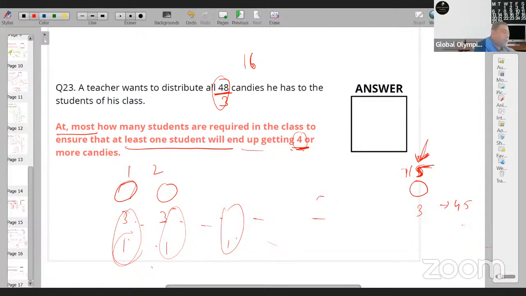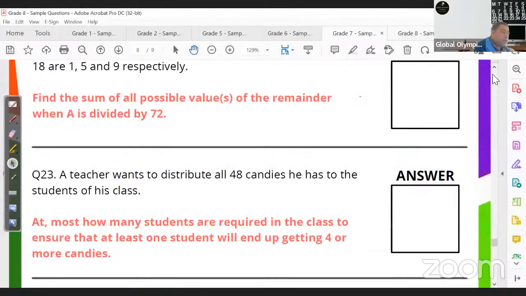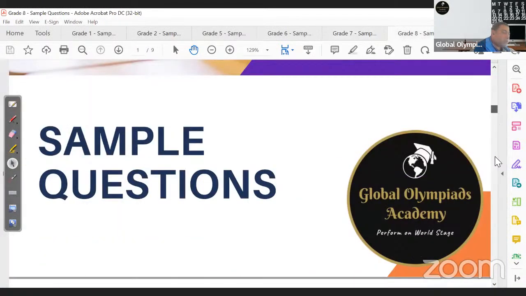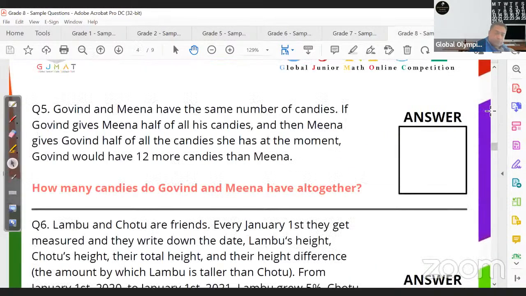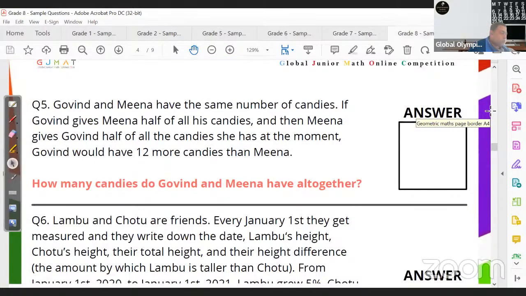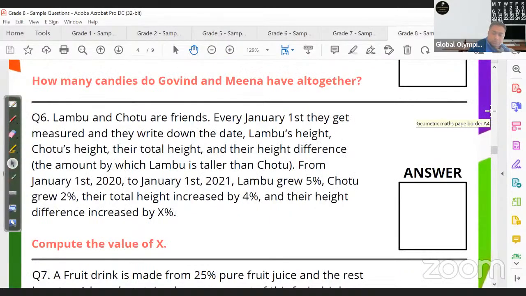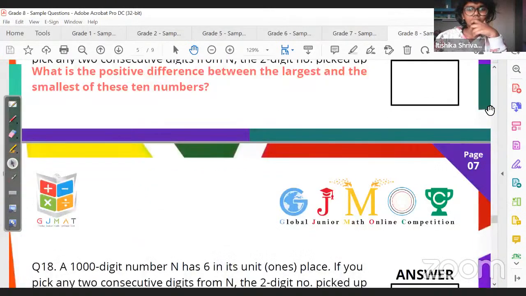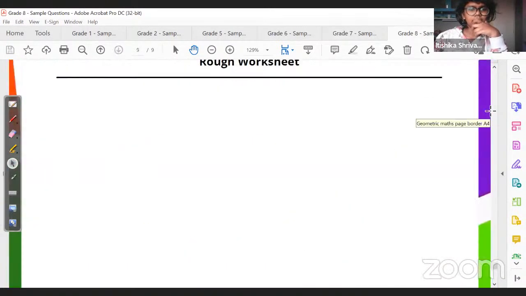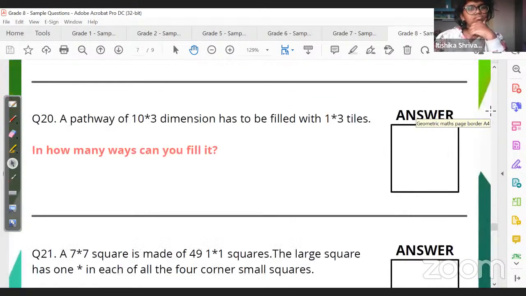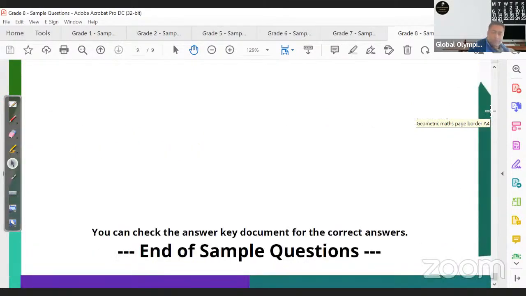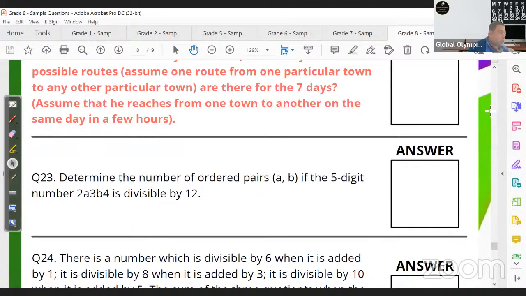Okay. Now let's do the grade 8 paper. We've done up to question 23. We're left with 2 more questions, right? Yeah, for next week. I don't have the time today properly. I would have finished this.